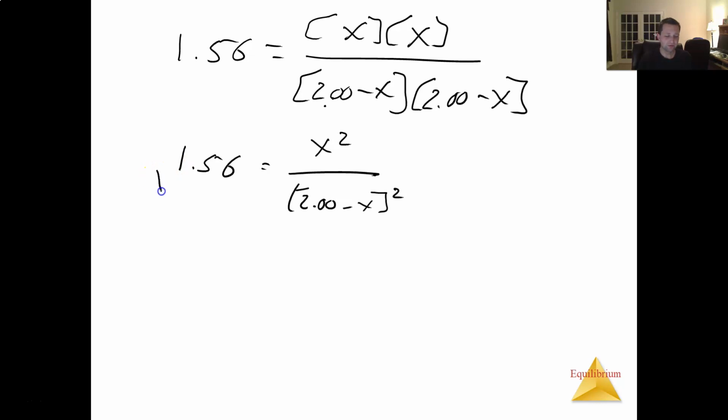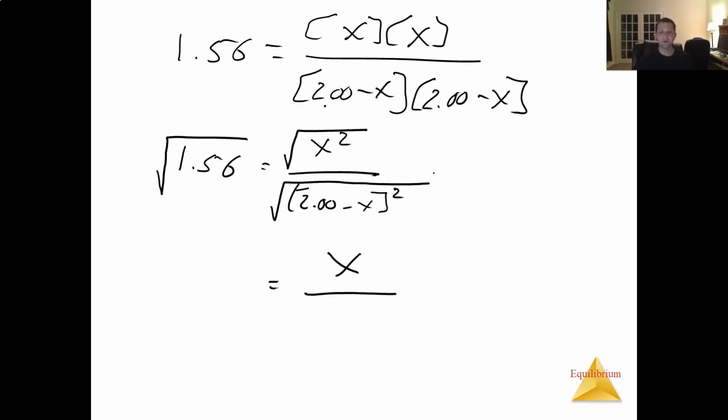So what you can do then to simplify that is super easy. You could take the square root of the entire thing. Take the square root of 1.56. Take the square root of x squared, and you'll get just x, right? What's the square root of 2.00 minus x, that quantity squared? Well, the square root undoes that square, so you just end up with 2.00 minus x in your denominator. And the square root of 1.56 is 1.25. All right, look how easy that is.